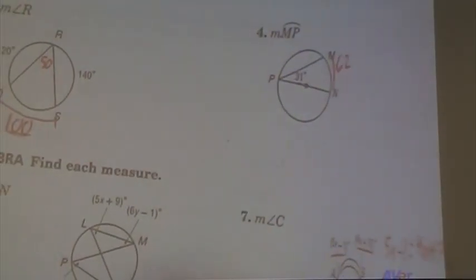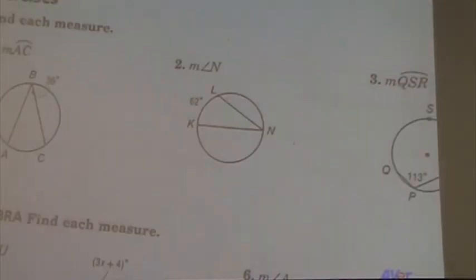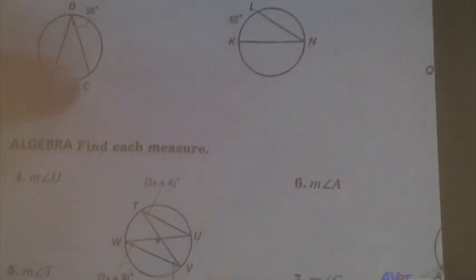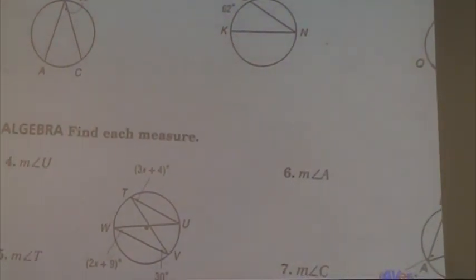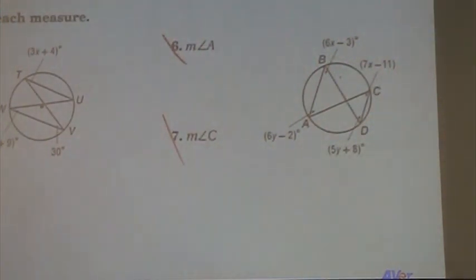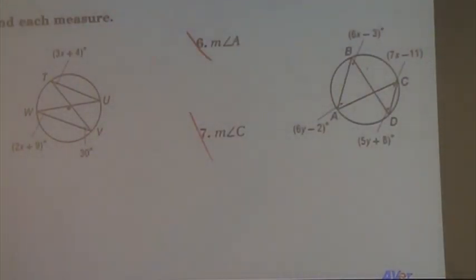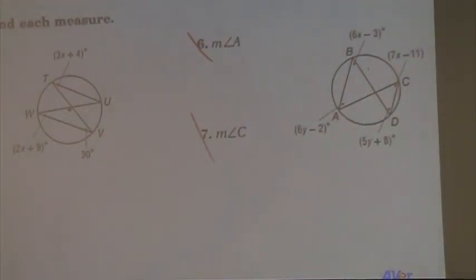Let me see the back. On the back, we can do that one pretty smoothly. These are a lot of the same stuff as the other side, aren't they? So let's cross out number 6 and 7. There you go. We'll cross out 6 and 7. Yep, that's about all we got for today.